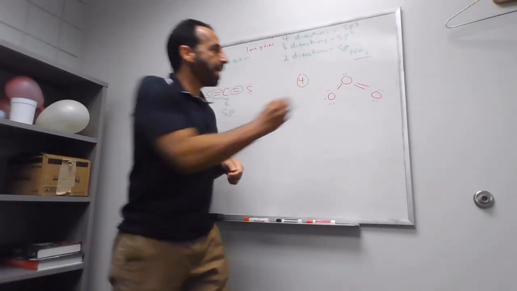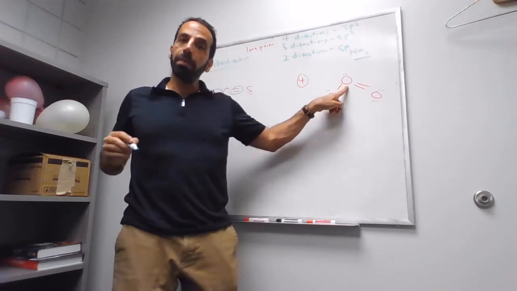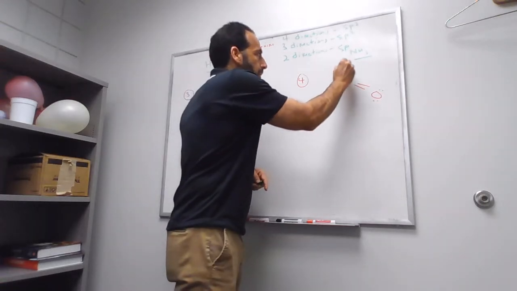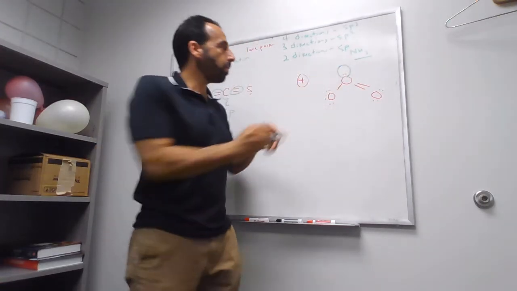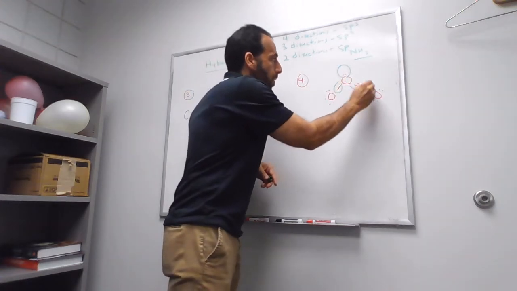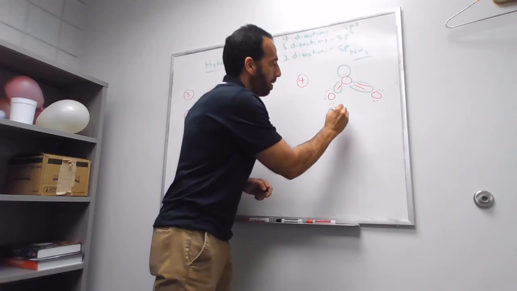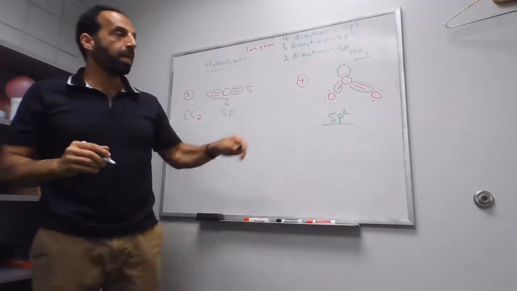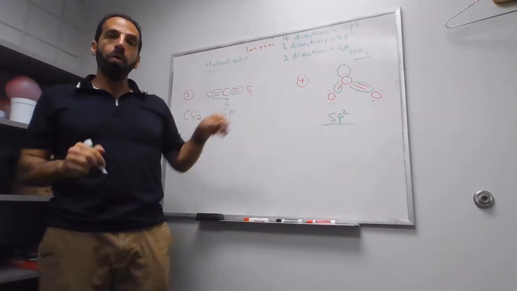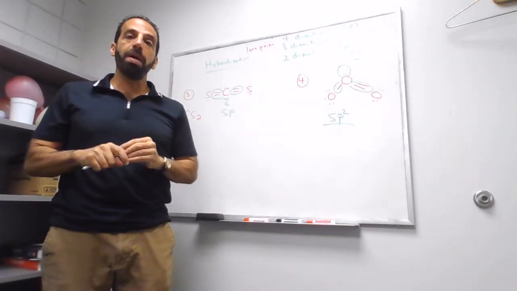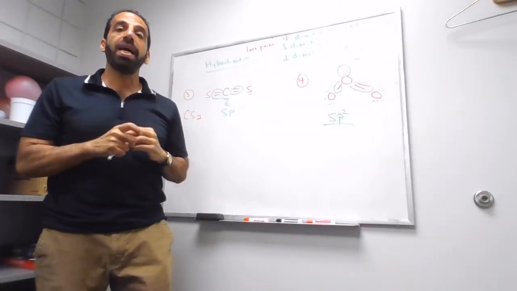Let's look at ozone. Again, let's just focus on that central atom. A lone pair of electrons counts. That's 1 direction. That's 2. That's 3 directions. So this is sp2 hybridized. So again, 4, 3, and 2. It includes those non-bond pairs of electrons on that atom.